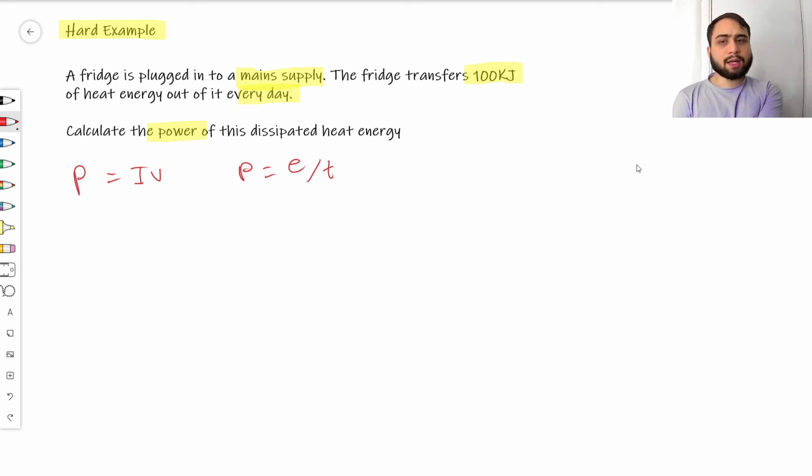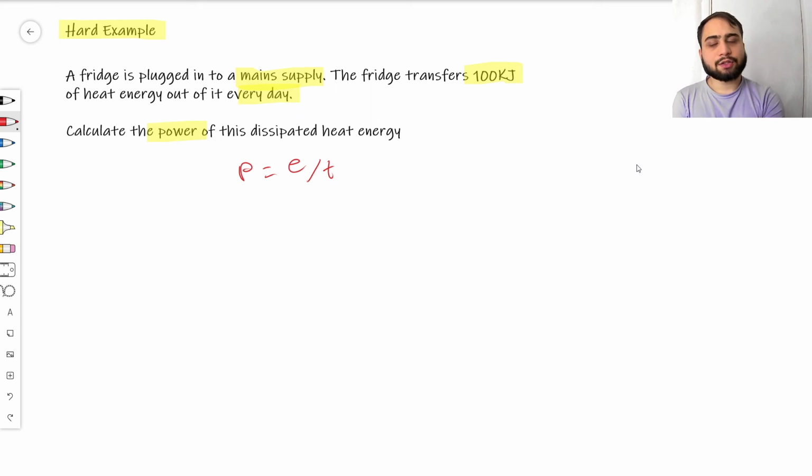Well, it says main supply, so are we talking about electricity? Well, actually, we're not, because it doesn't give us any further information about the current of the main supply. The current of the main supply can vary. We do know the voltage is 230 volts. We don't know the current, so we can just scratch off the P equals IV equation. So we have to use P equals energy transferred over time.